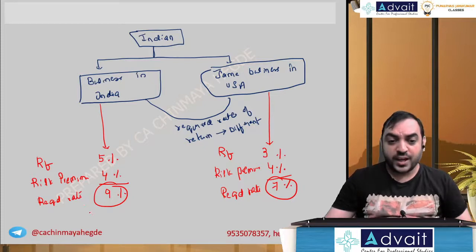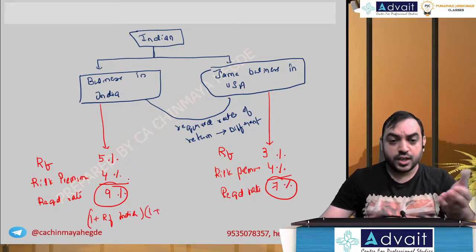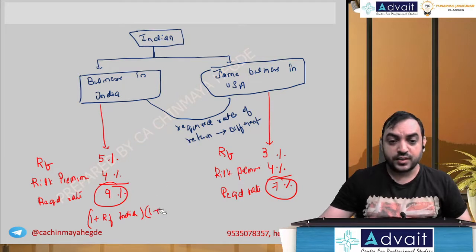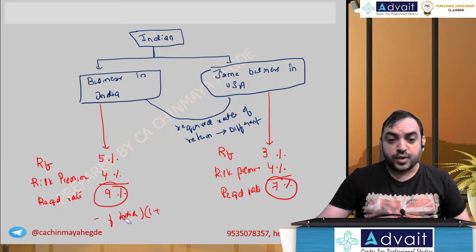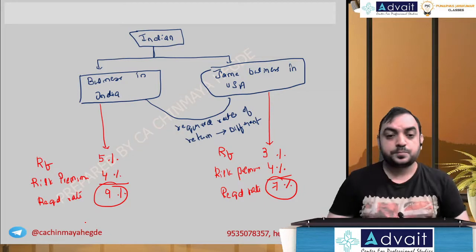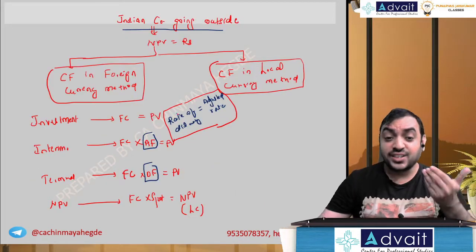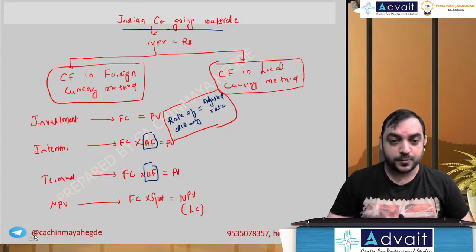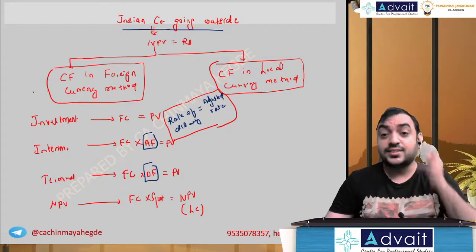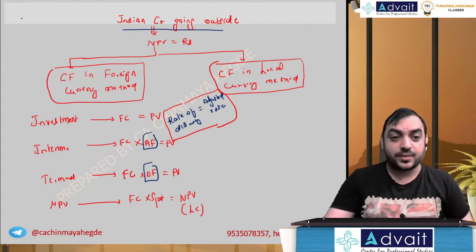What is the formula? 1 plus risk-free rate in India into 1 plus 4% risk premium or whatever it is. Okay, I will give the formula directly. I will not spend time in deriving it. So how do you calculate the adjusted rate? I'll write it here. I don't have space here. So this adjusted rate, what is adjusted? Exchange risk adjusted rate. Discounting rate adjusted. Exchange risk adjusted rate. Not other risk.